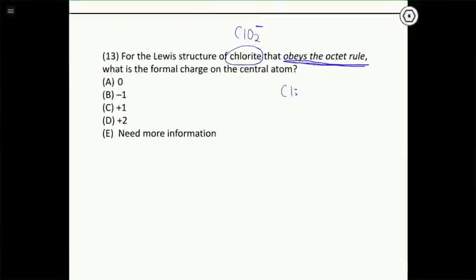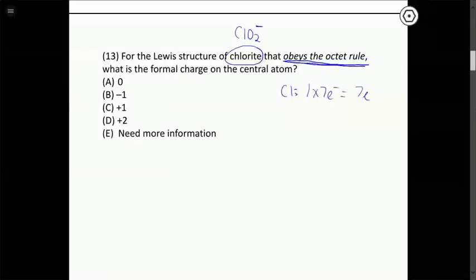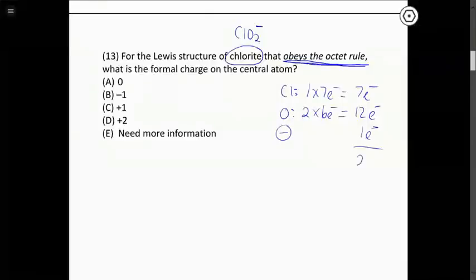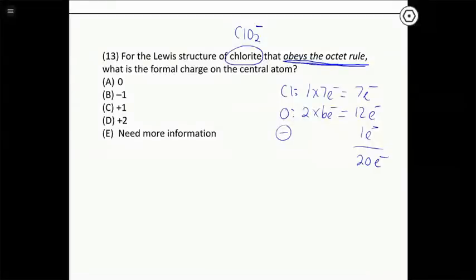All right, so we have a chlorine, one of those with 7 electrons. And then for oxygen, we have 2 of them, ClO2 minus, each one has 6 electrons. And then remember, when we have overall charges, we have to account for those. This one has a negative charge, which means we have to add 1 extra electron to the fray. So we get a total of 20 electrons for this ion. So when we go to draw the Lewis structure, we know we can only use 20 total electrons.